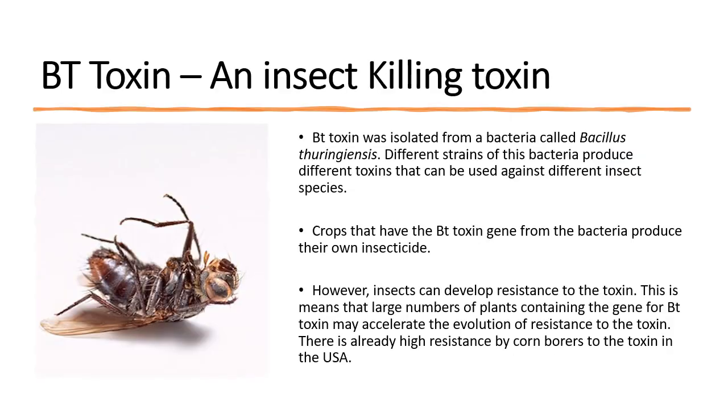So let's talk about one of the insect resistant crops, for example. There's a toxin called the Bt toxin, and it was isolated from Bacillus thuringiensis, and this bacteria produces different toxins that can be used against different insect species. So what has been done is that the gene that produces the toxin, I'm just going to draw here so that you sort of get it.